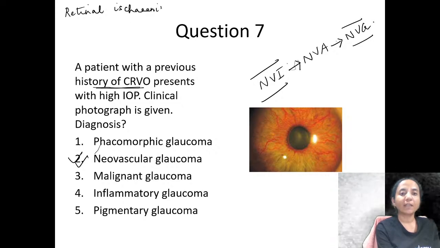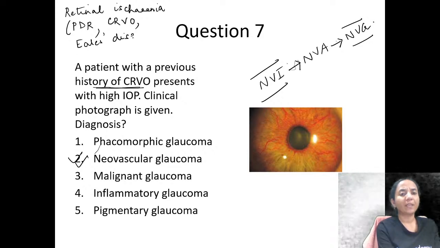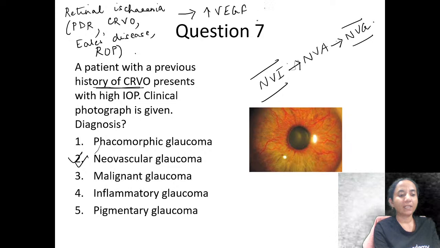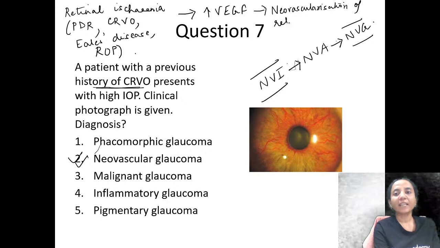Now, which are the conditions that give rise to retinal ischemia? For example, proliferative diabetic retinopathy, CRVO, Eales disease. Then we have ROP, retinopathy of prematurity. All these conditions give rise to retinal ischemia. And when there is retinal ischemia, there is an increase in VEGF, that is vascular endothelial growth factor. This increase in VEGF first leads to neovascularization of the retina. But if left untreated, eventually this is going to lead to NVI, then NVA and NVG.